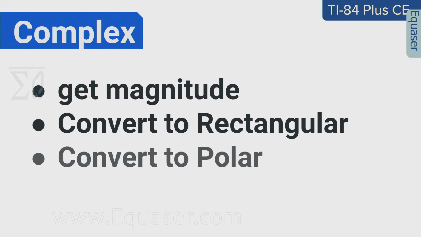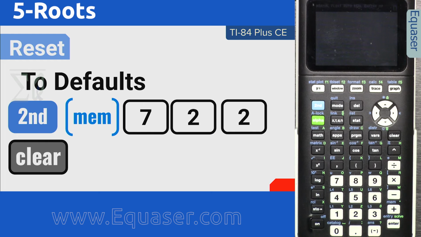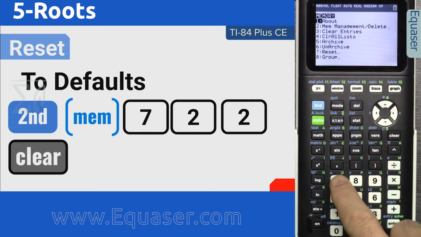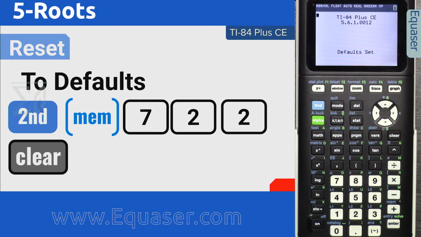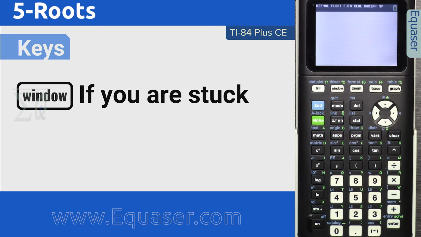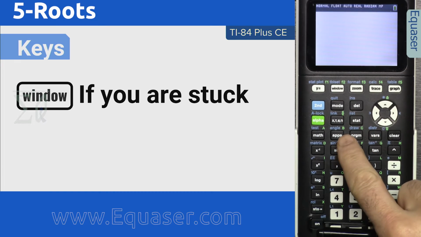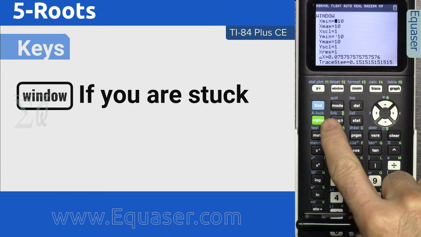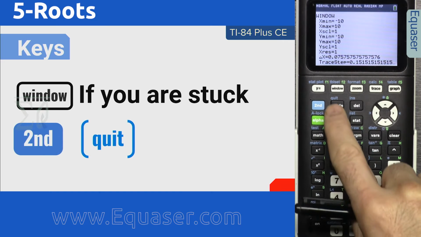So let's set our calculators to default so we have the same settings. Follow the screen. Second function, M 7 2 2, and it has been set to default. Press clear to exit. And if for some reason you press window or something and you are stuck, press second function and quit to exit from that screen.